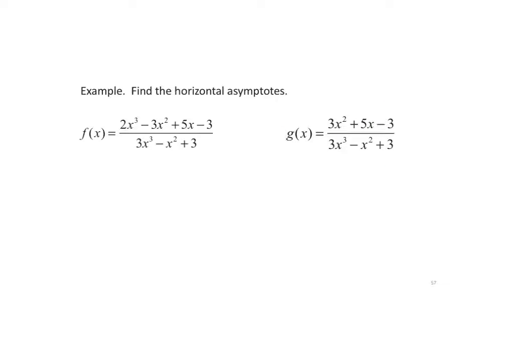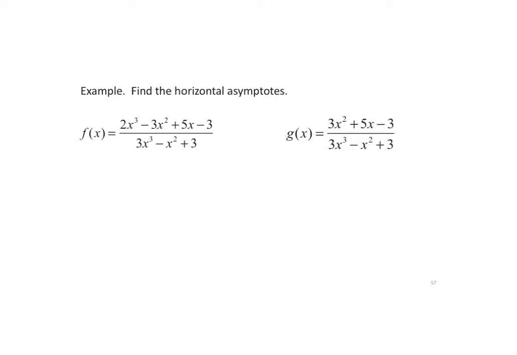Turns out that the answers to the questions we did in the last part of this video series for 3.4, those answers can help us determine what the horizontal asymptotes of those functions are. So let's actually answer that question explicitly for these functions. F of x is 2x cubed minus 3x squared plus 5x minus 3 over 3x cubed minus x squared plus 3.